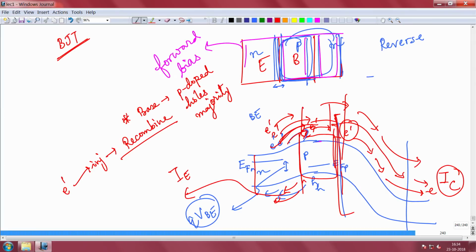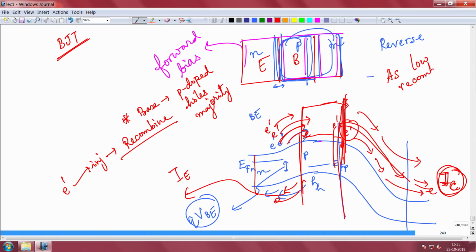If most of the electrons recombine and die in the base, then very few electrons reach this edge, the electrons coming out here will be very few, and the collector current, the output current, will be low. In many applications you generally want the output current to be high. So you want as little recombination in the base as possible. Electrons injected from the emitter should recombine negligibly in the base, otherwise you will not get current in the collector.